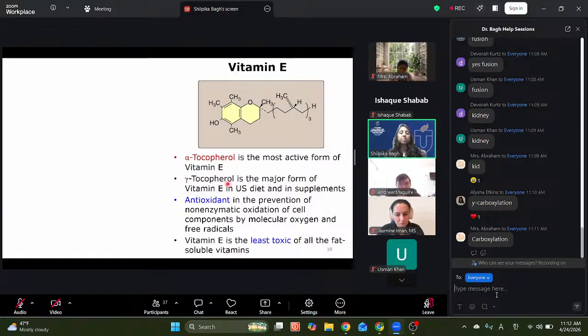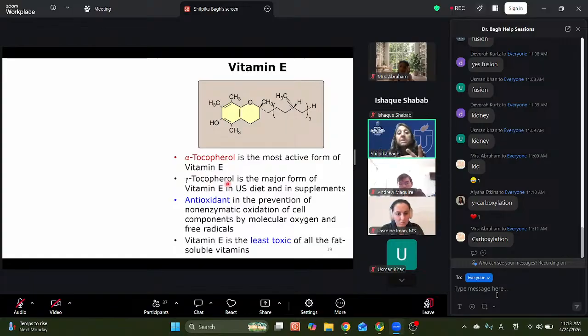Vitamin E, most potent. Tocopherol is just the provitamin. Tocopherol is addressed with vitamin E. Why is it an important antioxidant? Because number one, it breaks the chain of free radicals. It's not like superoxide dismutase or catalase, which only neutralize one free radical. It breaks the chain of free radicals.